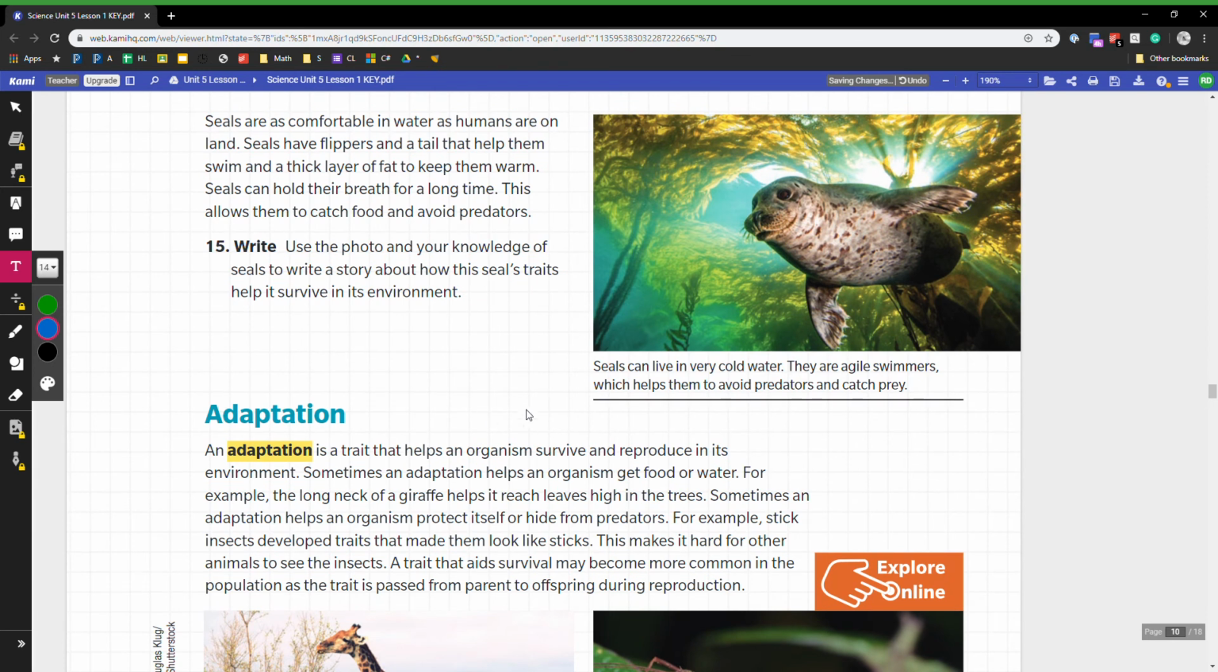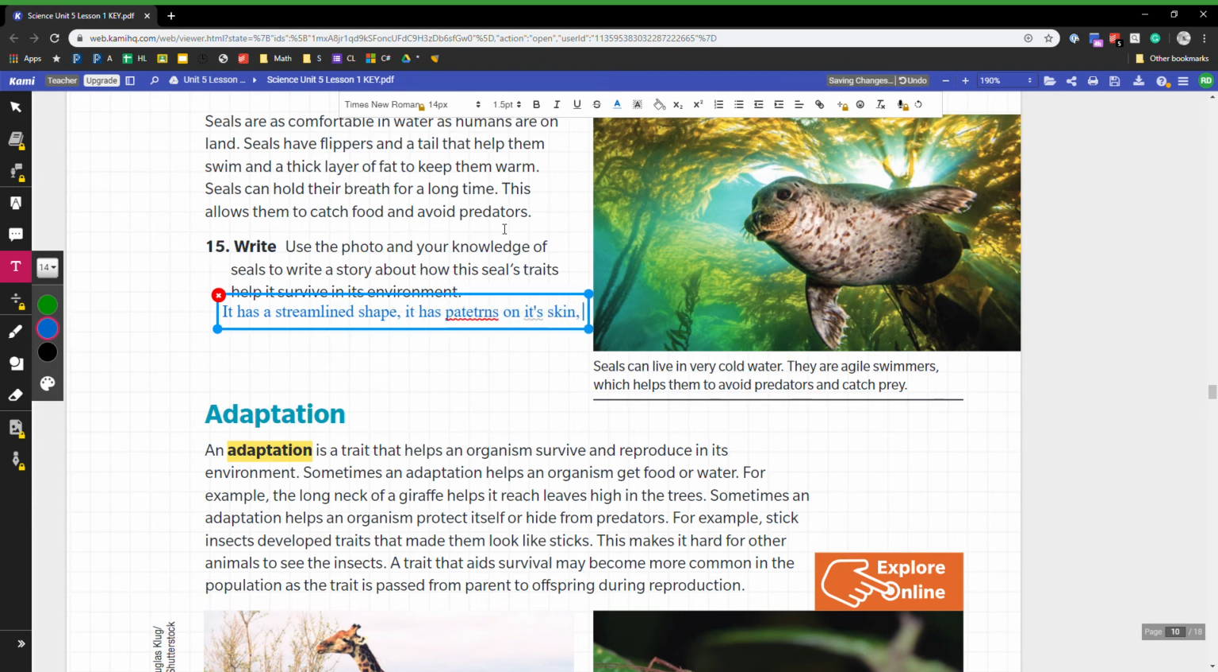Okay, finally, exploration 3. Use the photo and your knowledge of seals to write a story about how the seal's trait helps it survive the environment. So the things that I know about seals and where it is living is it has a streamlined shape that helps it swim through the water fast. It has patterns on its skin, so that helps it to be camouflaged within the plants that it's living in, and it has a lot of fat to keep warm because it lives in the water.